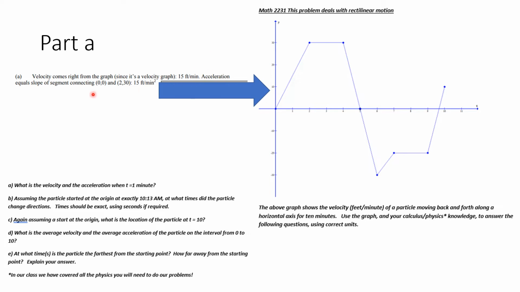Now the acceleration is the change in velocity. So it's 30 here, and it was 0 here, and so it's the slope of the line. And so acceleration equals the slope of the segment joining (0, 0) and (2, 30). Again, the slope of that segment upon calculation is 15 feet per minute squared. And the velocity was 15 feet per minute, again, including units.